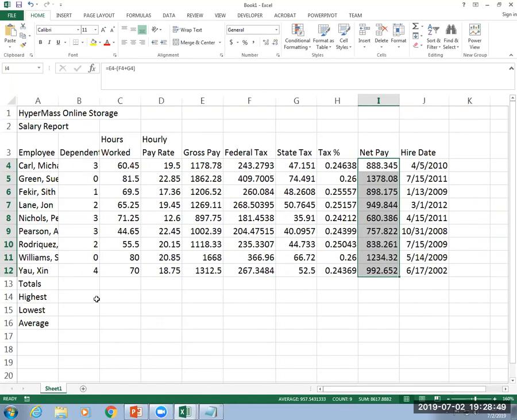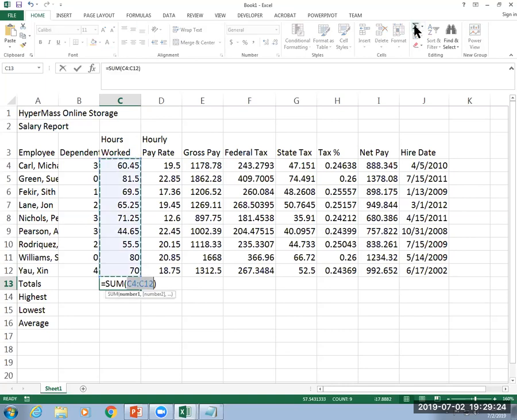Okay, so the next thing that I want to do is go in and calculate the totals. I'm going to use the auto sum to calculate the totals. Again, like I said last time, you can either use the auto sum or you can do equals SUM, open parentheses, and select the area that you want to do the sum on. So if I go to totals, I'm going to go to C13, and in C13, I'm going to click onto my auto sum. It's going to say equal sum of C4 to C12. I'm going to press enter.